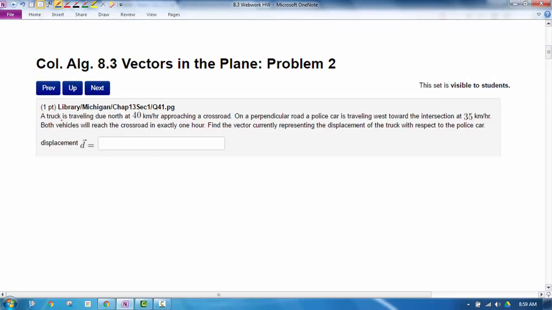Okay, the next problem says a truck is traveling due north at 40 kilometers per hour. So we've got the truck heading north here, 40 kilometers per hour. And then on the perpendicular road, the police car is traveling west at 35. So we have 35 kilometers per hour. Both vehicles reach the crossroad in exactly 1 hour. So if we multiply by 1 hour, then that would give us a distance, because distance equals rate times time.